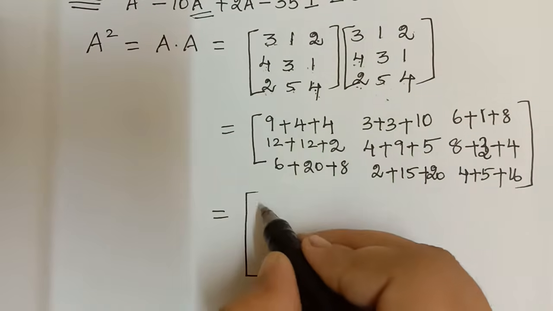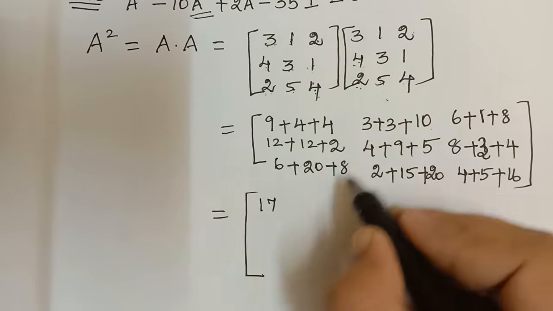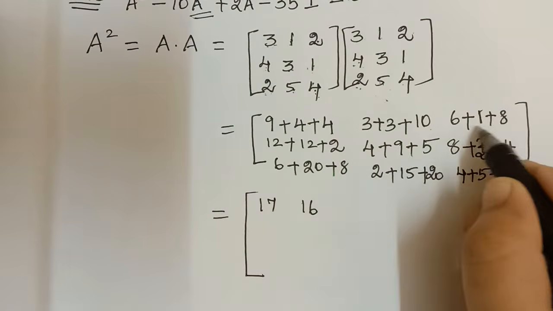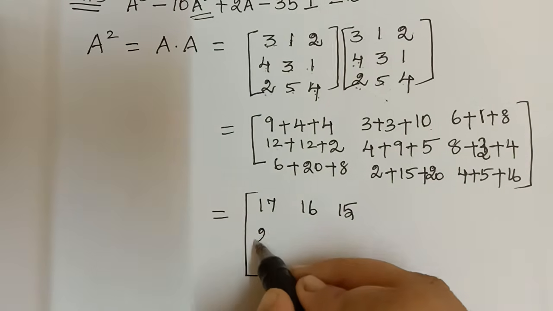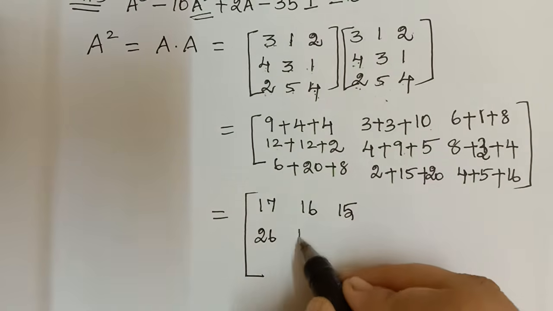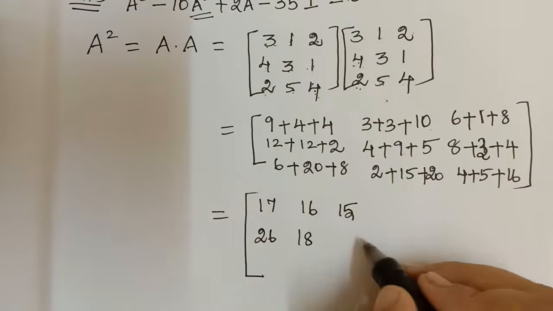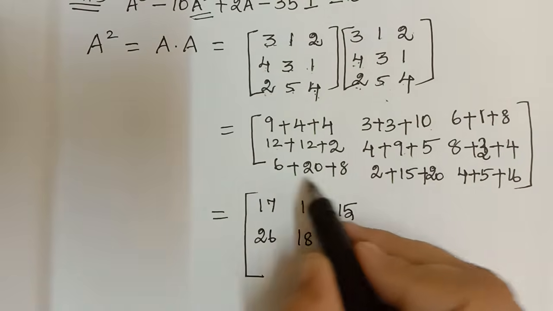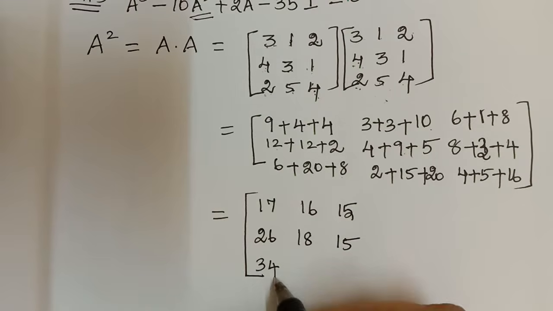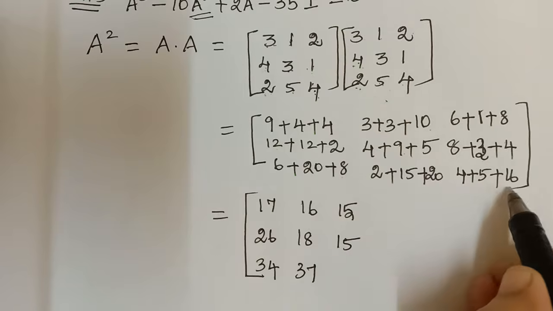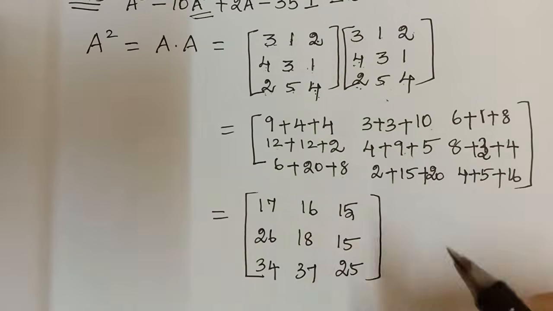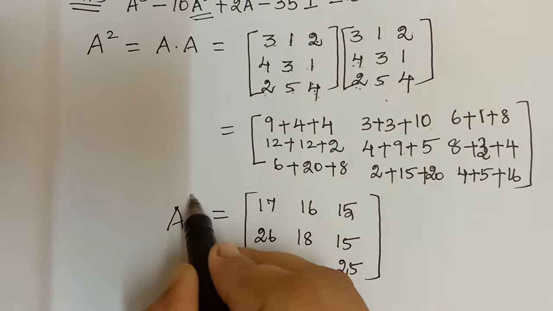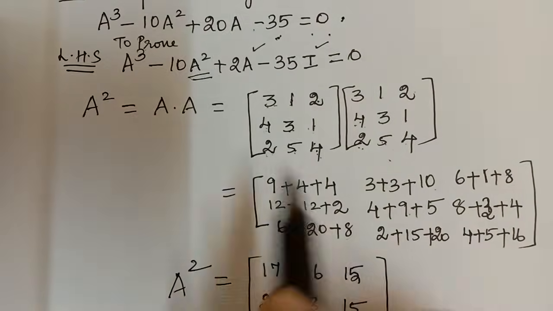So when we add this, we get 17, and then here 16, then this is 15, and when we add this we get 26, and this is 18, and on adding this it is 15 again, and then here it is 34, this is 37, and then when we add this it is 25. So this is our matrix A square. So now we have calculated A square.